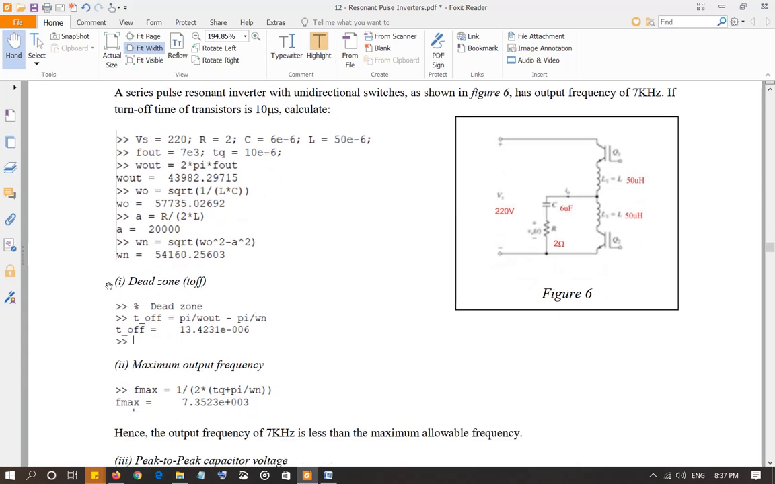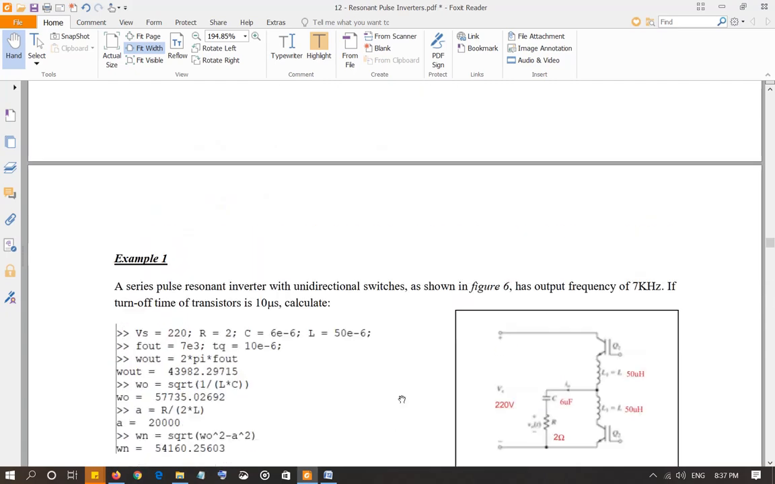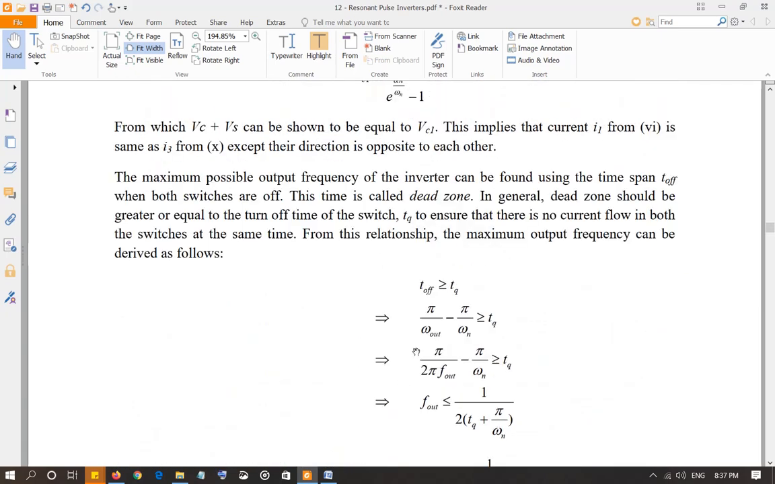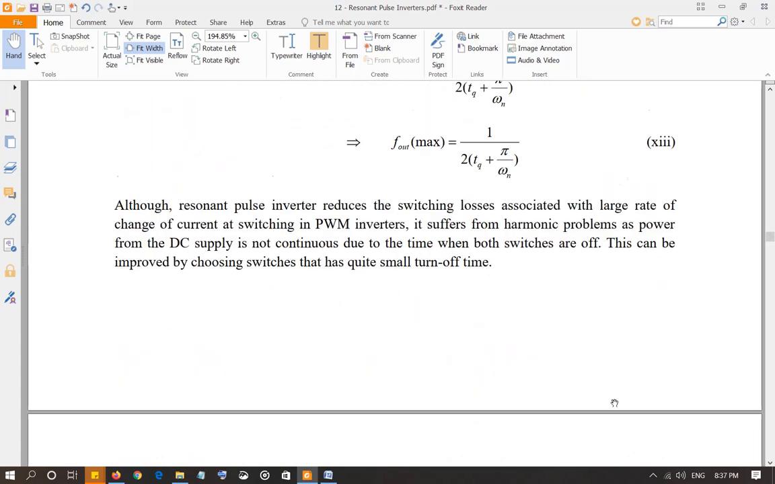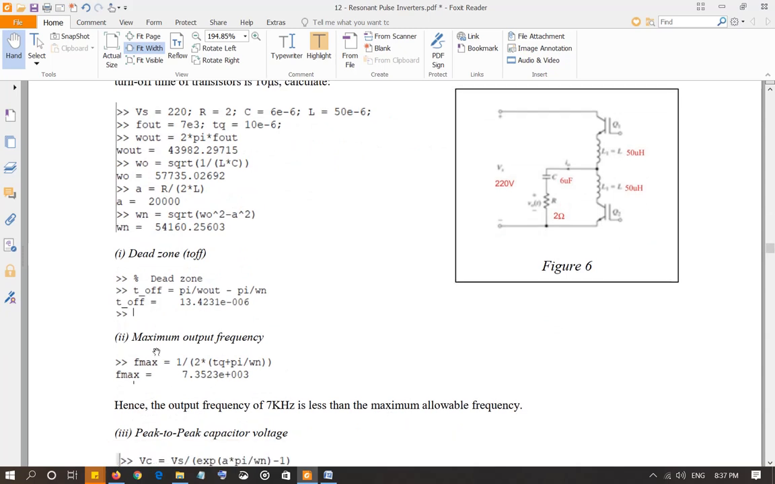The first question is to calculate the dead zone. That is when both the transistors are off, and the dead zone is calculated using the formula that we discussed in the notes, which is right here: pi over omega out minus pi over omega n. So it is off for 13.423 microsecond when both switches are off.